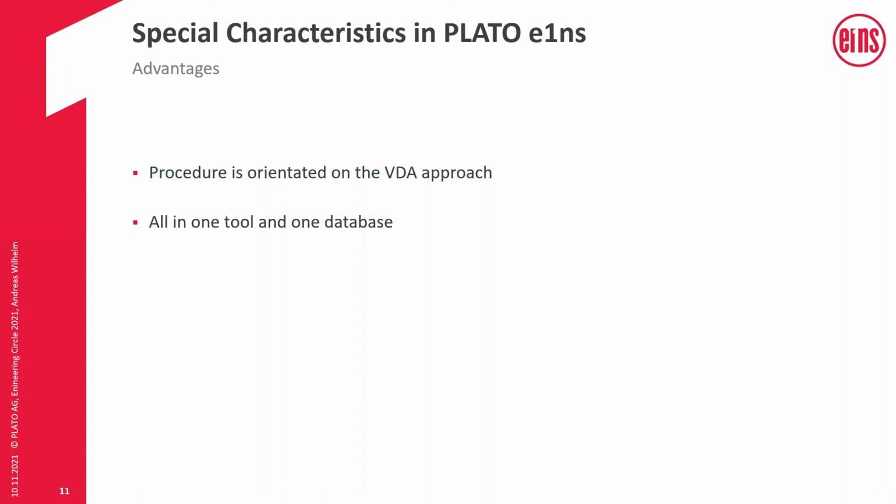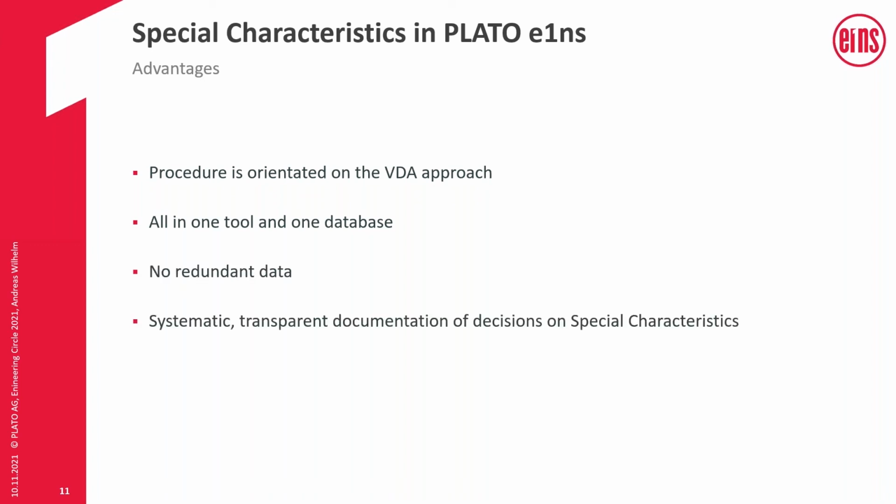We have all information in one tool and one database, so we don't have any redundancies. We don't have to copy characteristics from one tool to the other. We have no redundant data, and we have a systematic, transparent documentation of the decisions on special characteristics. So we can always see what we decided, when, who, and why. And if we have later some changes, we have a minimum effort for changes or additions.